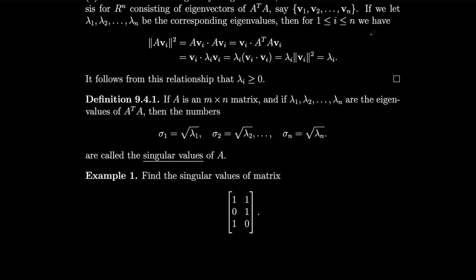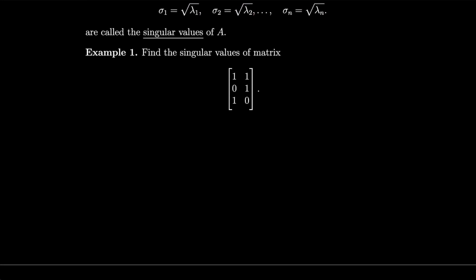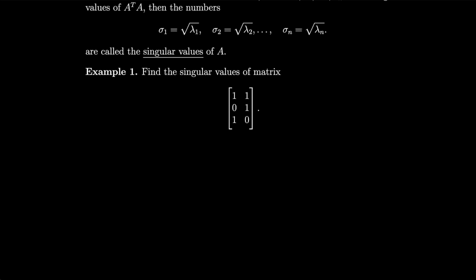If A is an n by n matrix, and if lambda 1 through lambda n are the eigenvalues of A transpose A, and remember now we know they're non-negative real numbers, then the numbers sigma 1, sigma 2, etc., which are the square roots of the eigenvalues, are called the singular values of A. Let's find the singular values of this matrix right over here. So first, let's write out A transpose A.